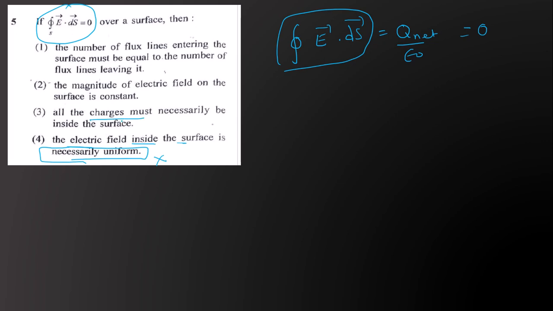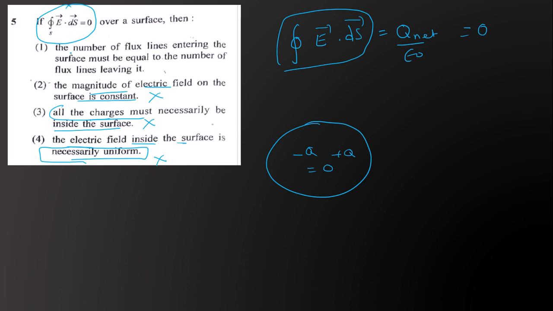All the charges must necessarily be inside the surface. Well, see, first of all, if the flux is 0, the net charge inside is 0, and the statement says that all the charges must necessarily be inside the surface. Some charges may be outside also. Even if there was no charge inside, still it will be 0. Even if two equal charges are there but opposite in nature, still charge is 0, electric flux will be 0. So this cannot confirm. Magnitude of electric field on the surface is constant.